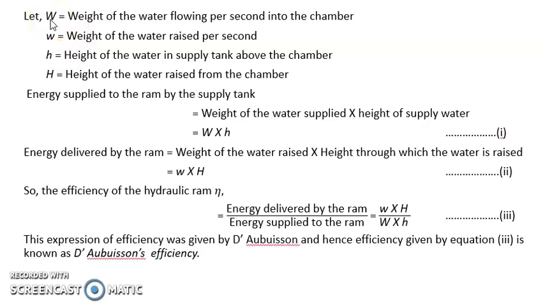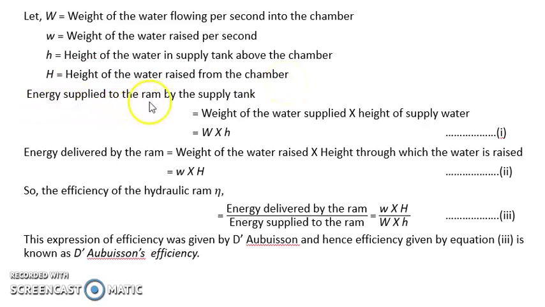Let's consider capital W equal to the weight of the water flowing per second into the chamber. Small w is equal to the weight of the water raised per second. Small h is equal to the height of the water in the supply tank above the chamber. And capital H is equal to the height of the water raised from the chamber.